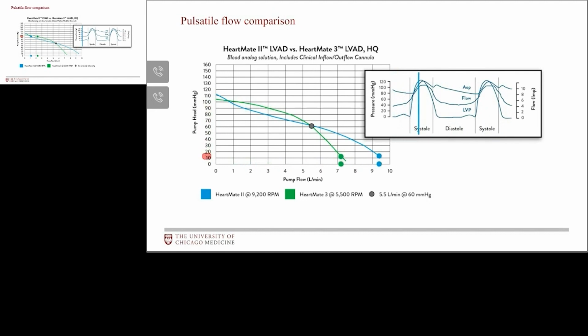And so if we focus on the green HQ curve, that correlates to a diastolic flow around 2 liters per minute and a peak systolic flow around 7.5 liters per minute. With the exact same pressure gradients, but now substituting a HeartMate 2 for a HeartMate 3, we get a diastolic flow in blue of around 1 liter per minute and a peak systolic flow of around 10 liters per minute.